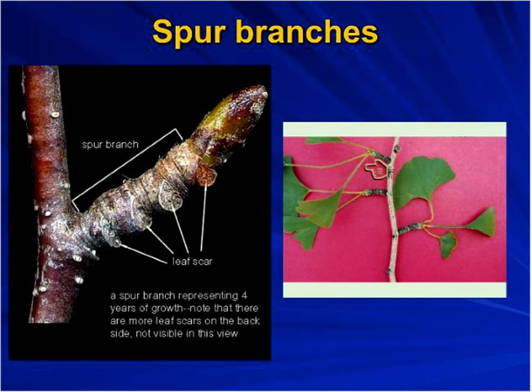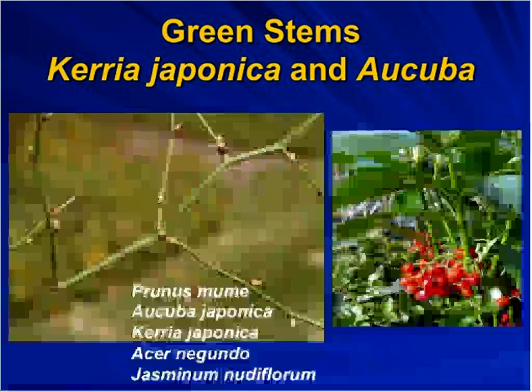Ginkgo is an excellent example of a plant that has the spur branches. Pseudolarix amabilis, the golden larch, is one that has the spur branches. Another example would be crabapple, or even just apple species. Malus will have these spur branches. Very unique. But ginkgo, in the middle of the wintertime, should not be a problem just by looking at the spur branches.